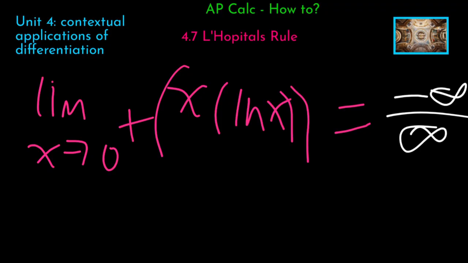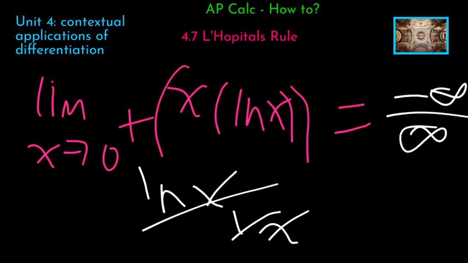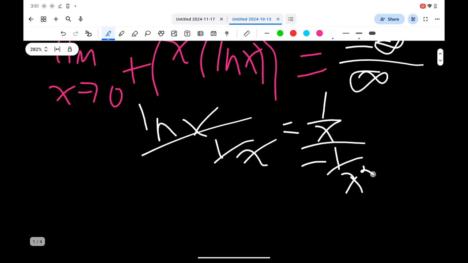we rewrite this as ln x over 1 over x, and 1 over x becomes infinity as x goes to 0, and then as x goes to 0, ln x also becomes infinity in magnitude, so we have negative infinity over infinity, and that's indeterminate, so we take the derivative of both and we get the limit of this over x squared, and this simplifies to negative x, and this just becomes 0.